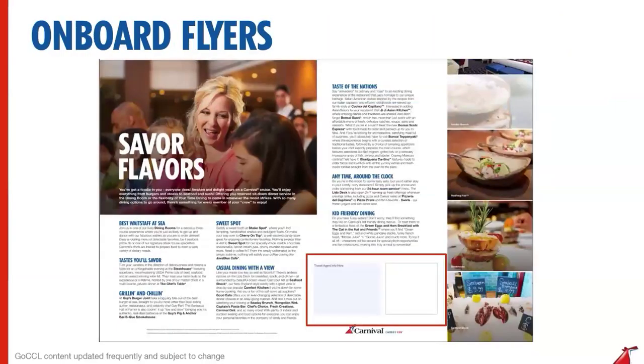In the Marketing Collateral Library, you can also find flyers to better help you market the onboard activities, restaurants, and staterooms on board Carnival ships. These easy customizable flyers have built-in areas for travel advisors like you. You can edit them to include your very own messaging, agency contact information, and so much more. GoCCL content updates frequently and is subject to change.